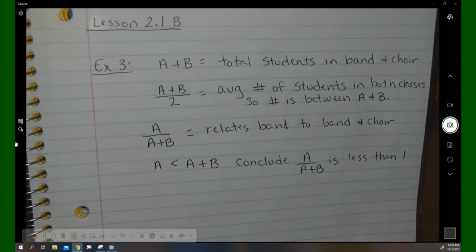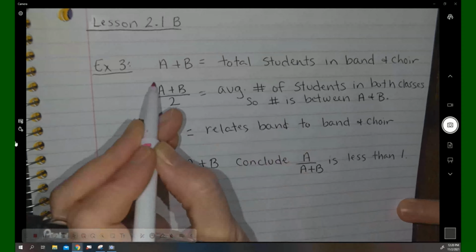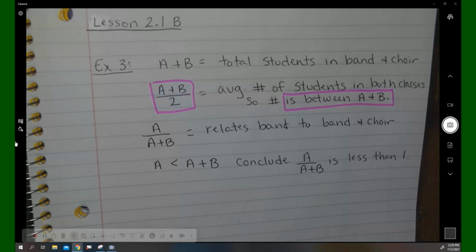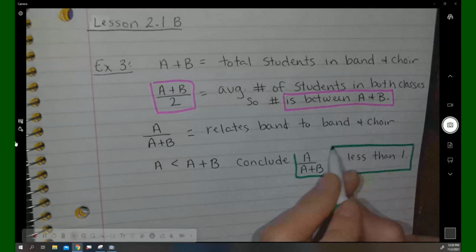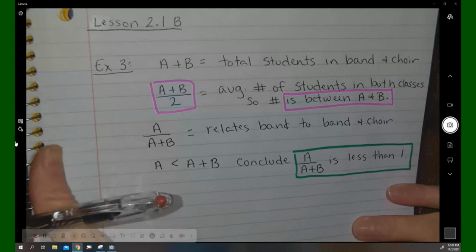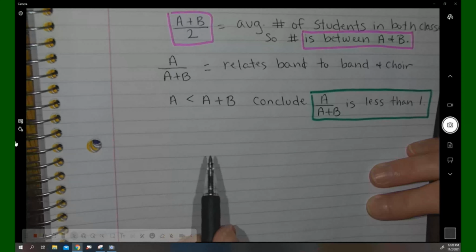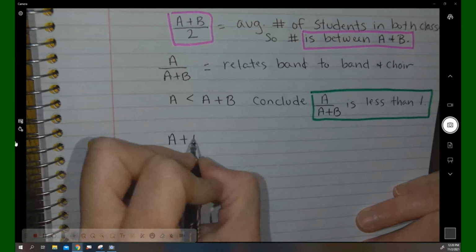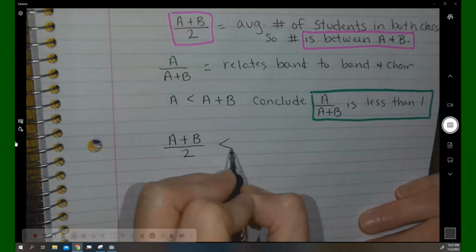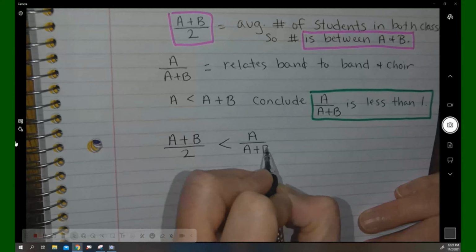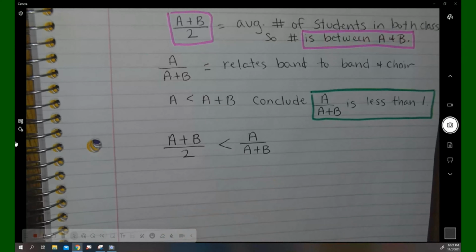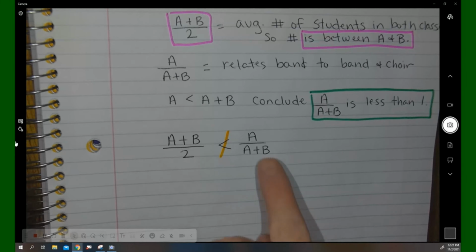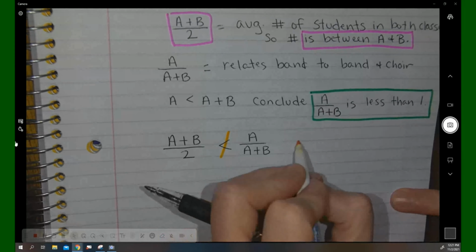So if we're looking up here and we see that this number here is between A and B, and then we see down here that this is less than 1, then we can make the decision that A plus B divided by 2 is going to be something that's larger than A over A plus B. So when we're looking at that comparison that we had, our original inequality looked like this. When we look at the information that we've been presented and analyze what we have, we actually discovered that that's not true. The average is not less than A over A plus B. So this would not be a true inequality.